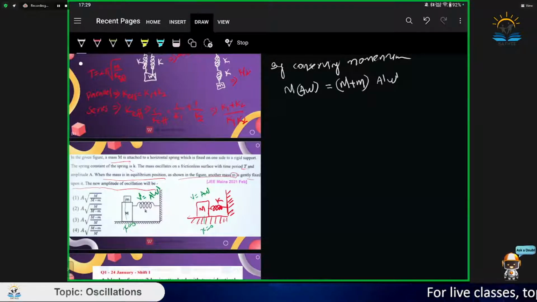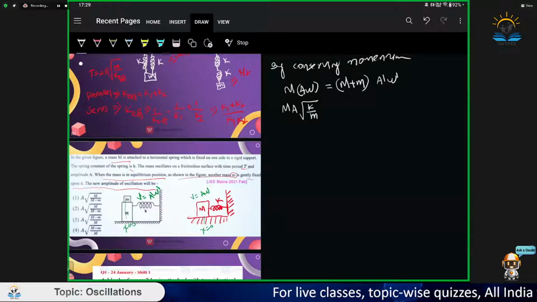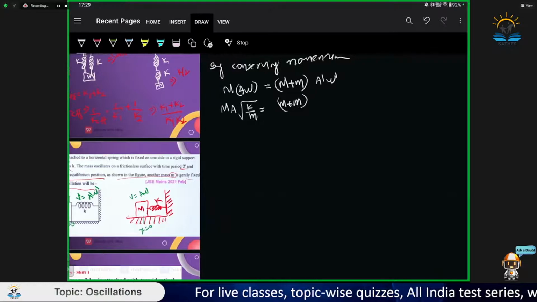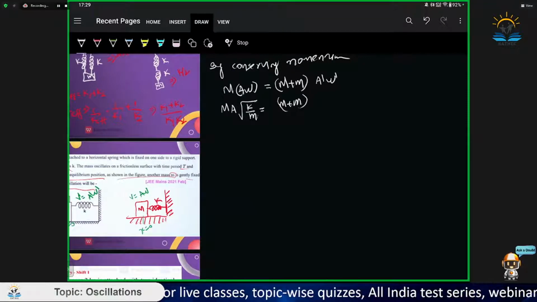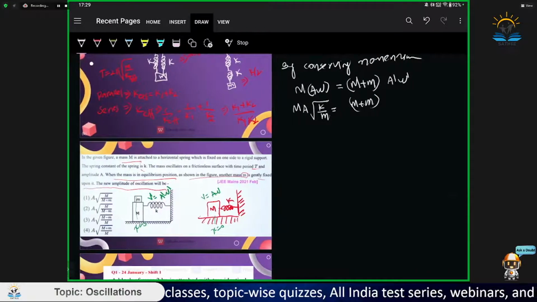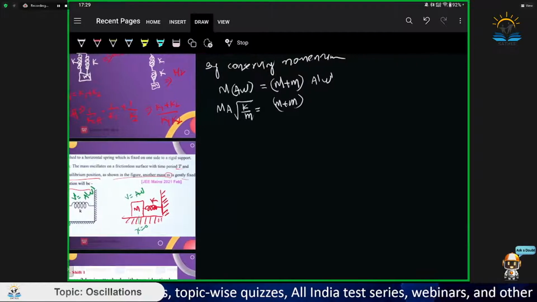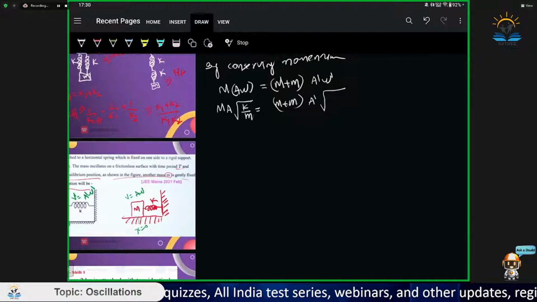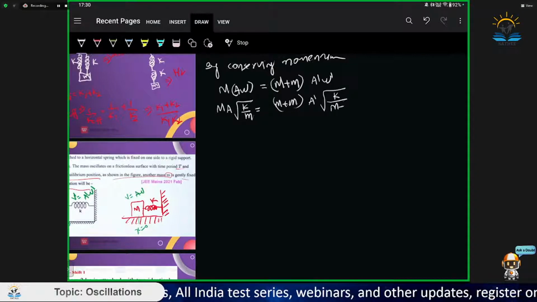And we know omega is omega. What is the formula for omega? Omega is root of k by m. So M A root k by M equals M plus m into A dash. We have to find out A dash, the new amplitude. A dash omega dash will be root of k divided by M plus m.